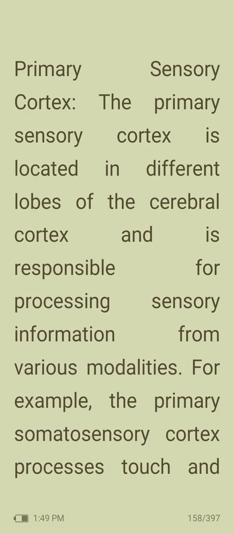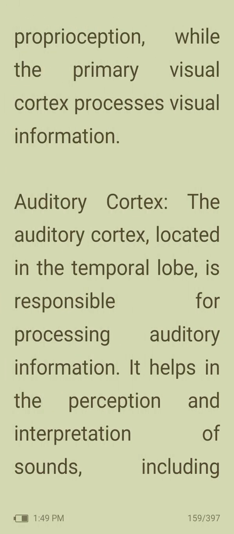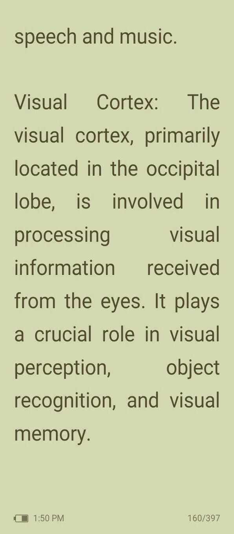Then, primary sensory cortex. The primary sensory cortex is located in different lobes of the cerebral cortex and is responsible for processing sensory information from various modalities. For example, the primary somatosensory cortex processes touch and proprioception, while the primary visual cortex processes visual information. Then, auditory cortex. The auditory cortex, located in the temporal lobe, is responsible for processing auditory information. It helps in the perception and interpretation of sounds, including speech and music.